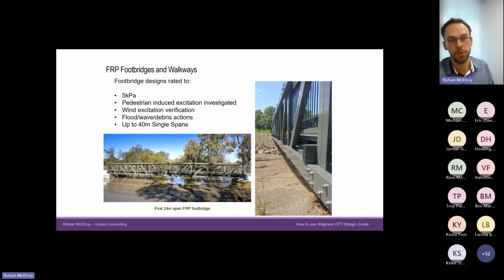So you should really have a good look at pedestrian-induced excitation and wind excitation, which is briefly outlined in AS 5100, but you may need to pull in other international standards and guides to try and close out your loop there. They're fairly well received in terms of flood and wave and debris actions as well.